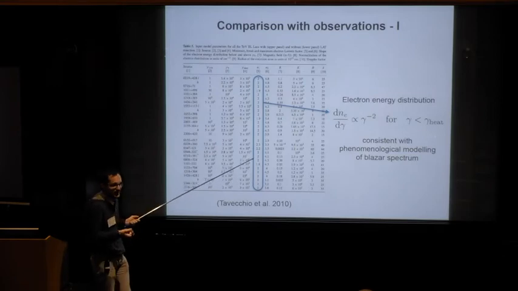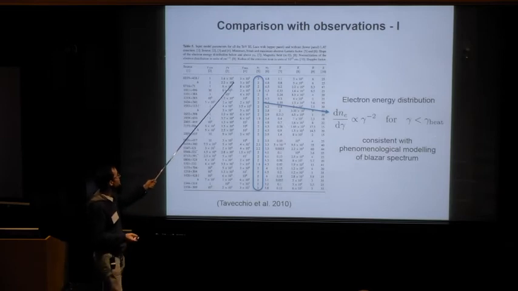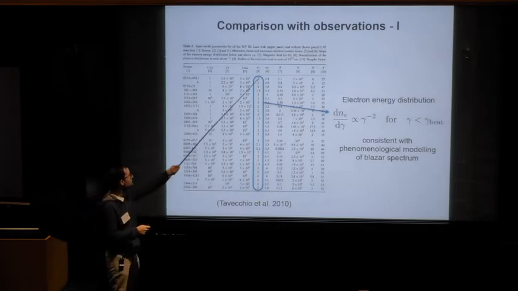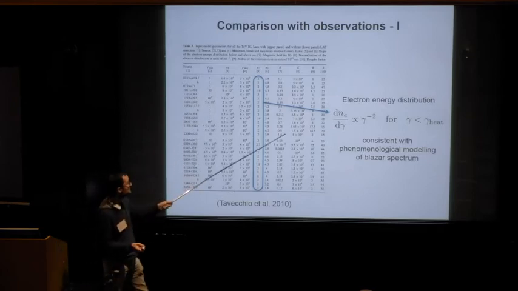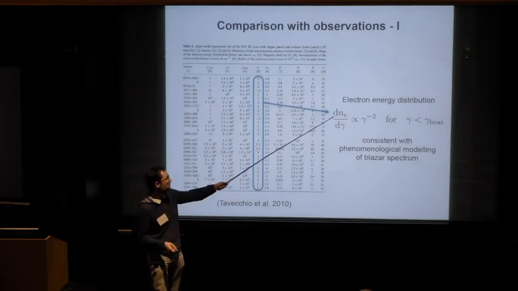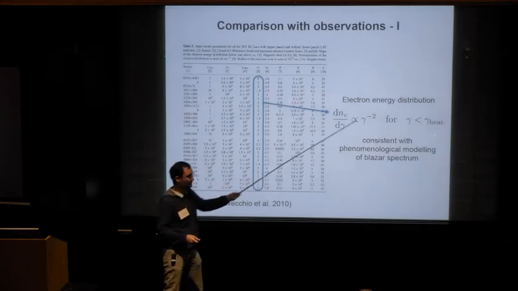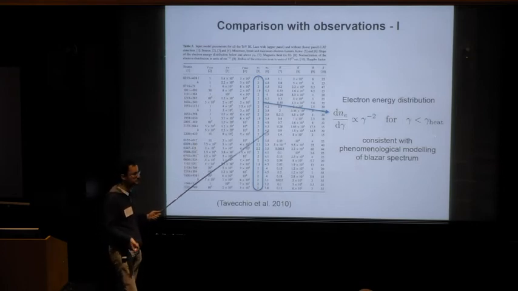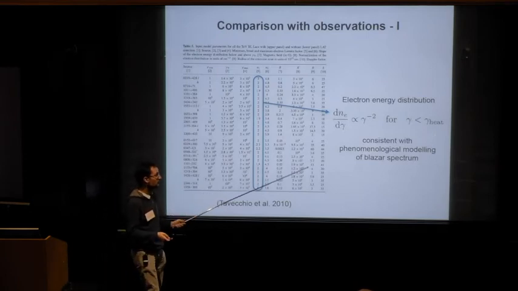So how does this compare with observations of blazars? I would say pretty well. This is simply a phenomenological fit. This N1 is the power law index below the break, and this N2 is above the break. As one can see, basically all the objects are consistent with the power law energy distribution, dN/dgamma proportional to gamma to the -2, at low energies. So I would say that this turbulence with fast cooling is very promising to explain the spectrum of blazars.